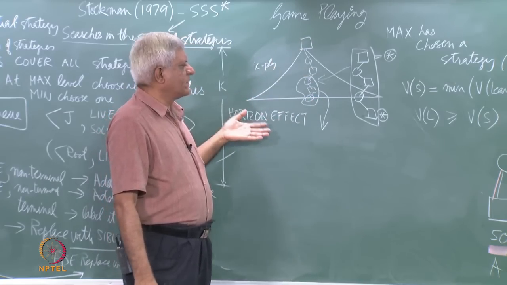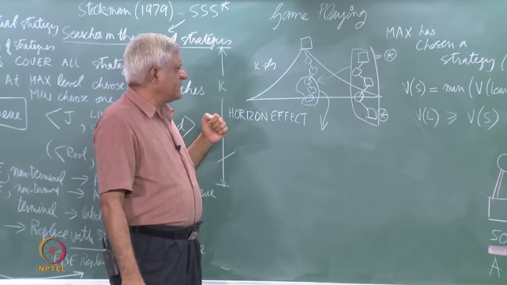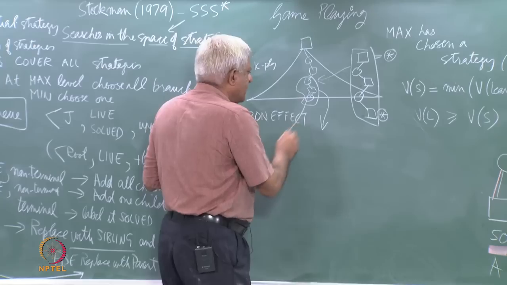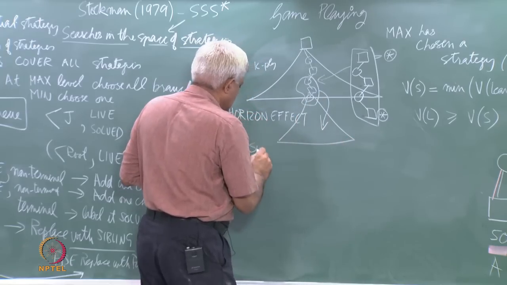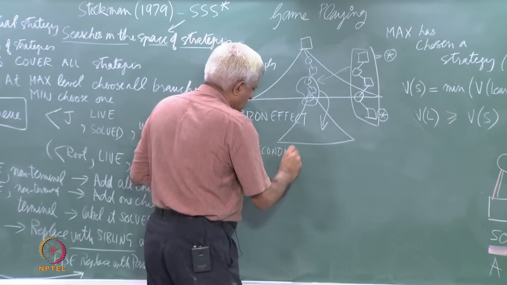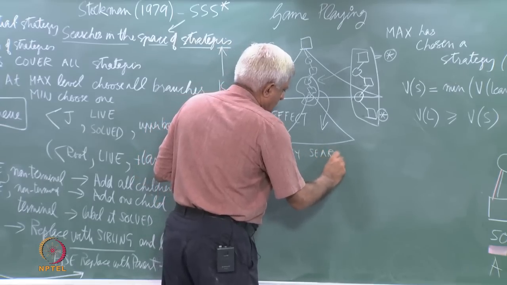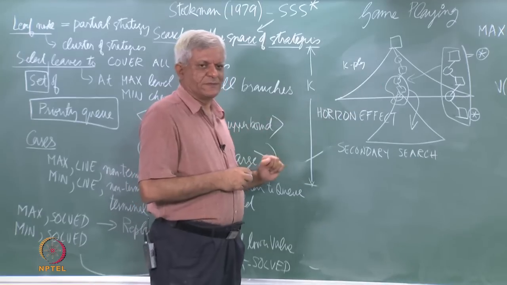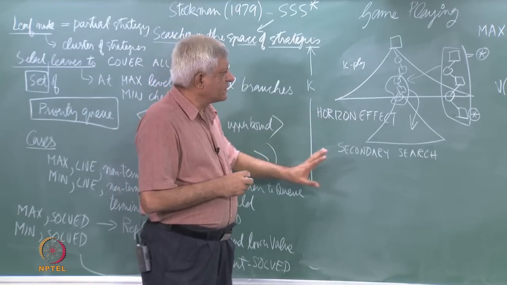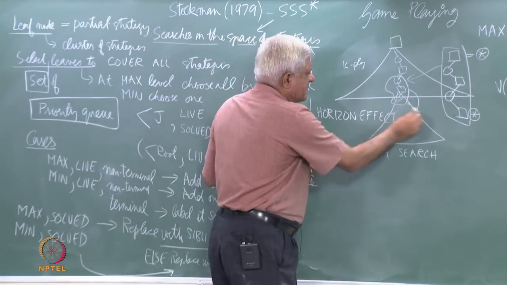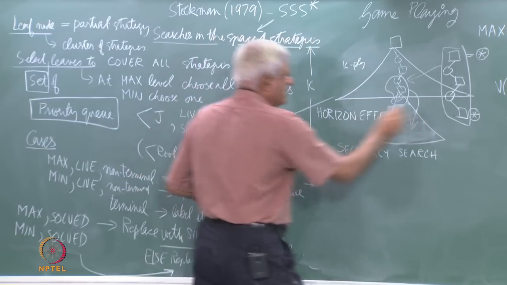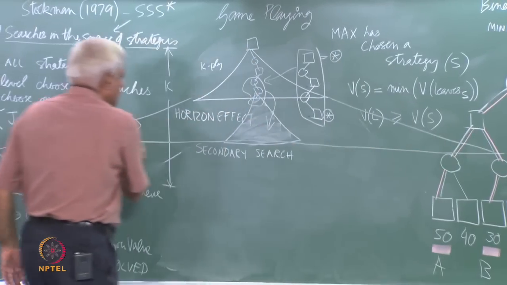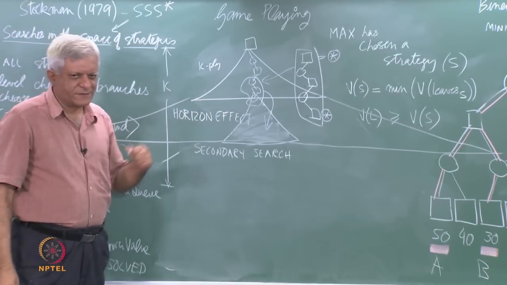So, this effect is called the horizon effect, and what people have done is that they often do a secondary search. Before making a move, they do a little bit of secondary search to verify that there is nothing catastrophic lurking beyond that move or something like that. So, very often people do this. Now, obviously, the secondary search will do only this much amount of search, which is much less than actually searching this whole tree up to this depth. That would have meant much more work essentially.